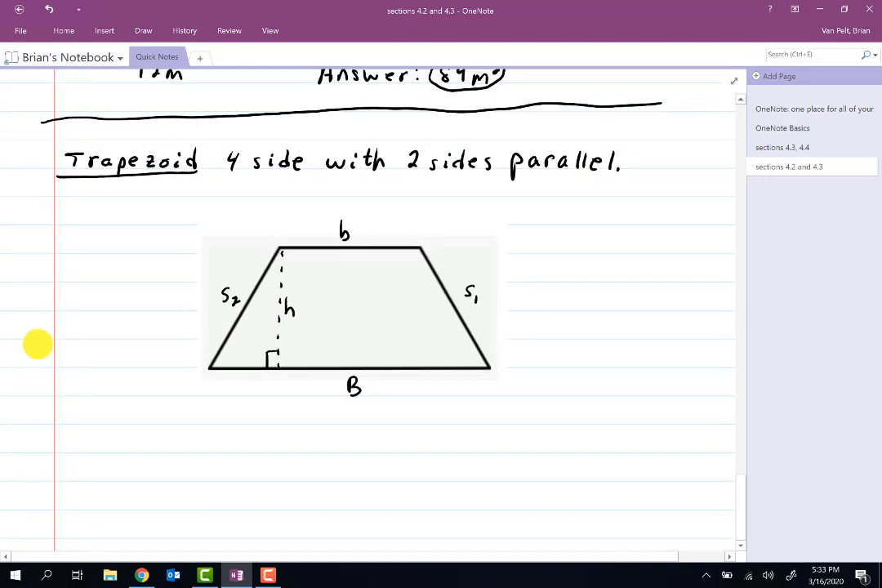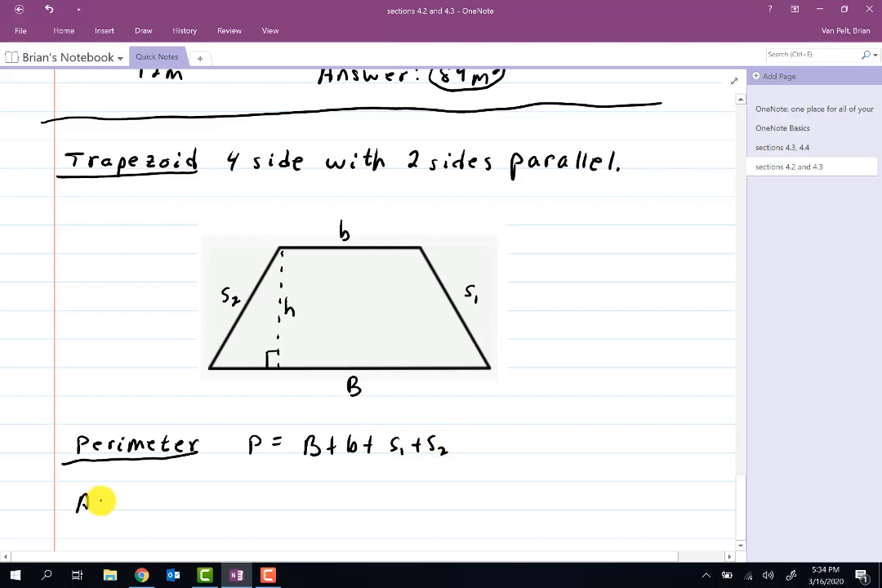So for the perimeter, that's easy. You just add up all the side lengths. So I'll have the big B plus the little b plus S1 plus S2. And unfortunately, there's no way of simplifying that.